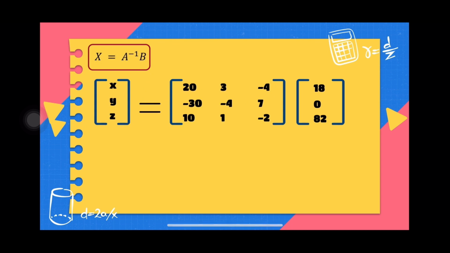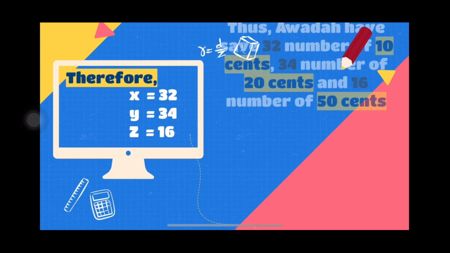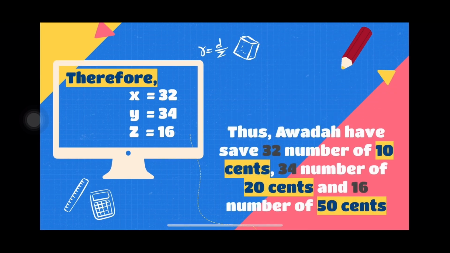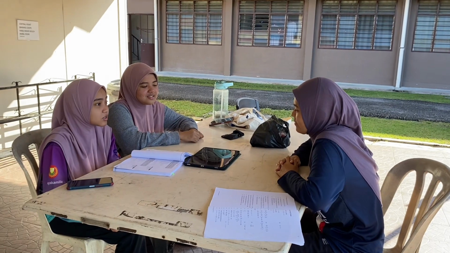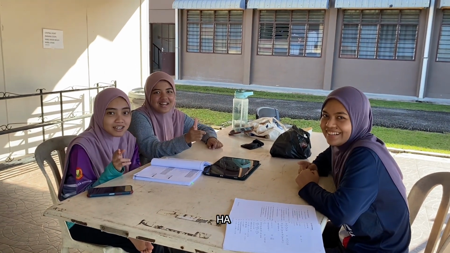Substitute the inverse of A and B to find x, y, and z. So now we got that x is equal to the matrix of 32, 34, and 16. Therefore, x is equal to 32, y is equal to 34, and z is equal to 16. Now we know that Awada has saved 32 of the 10 cents, 34 of the 20 cents, and 16 of the 50 cents. So this is how we use inverse matrix in our daily life. Do you get it?